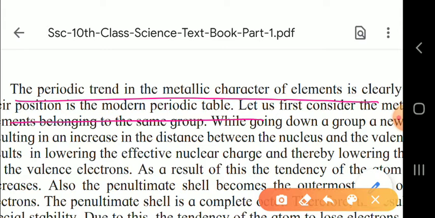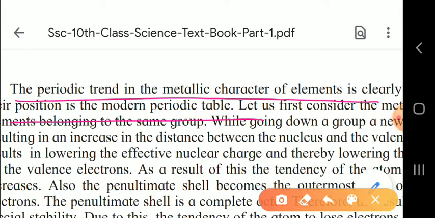Due to this, the tendency of an atom to lose electrons increases, and the penultimate shell becomes the outermost shell on losing valency electrons. So what is the penultimate shell? That is the second last shell, which will have the octet. By losing electrons, the penultimate shell becomes the outermost shell. That means the second last shell becomes the outermost shell on losing valency electrons. The penultimate shell will become a complete octet.